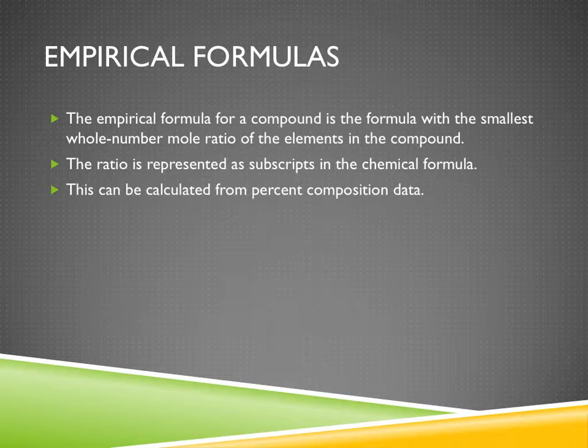So, empirical formulas. The empirical formula for a compound is the formula with the smallest whole number mole ratio of the elements in that compound. The ratio is represented as subscripts in the chemical formula and can be calculated from percent composition data. So that's what we've done so far, is take percent composition data, convert it to moles, and then determine a ratio.